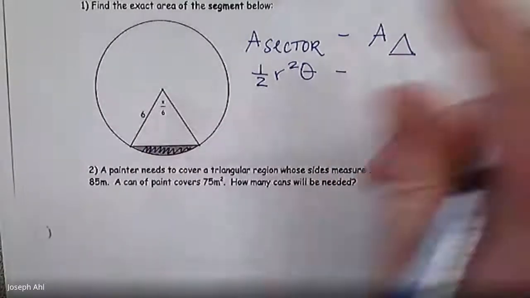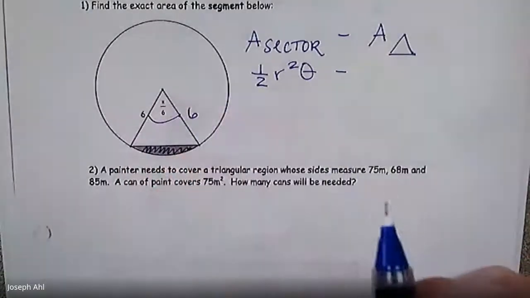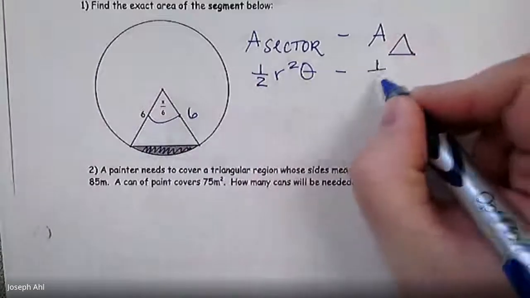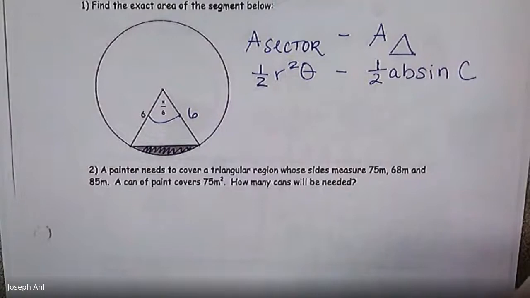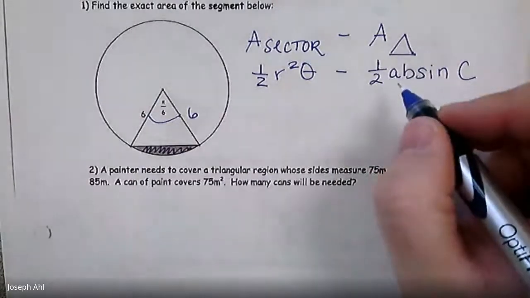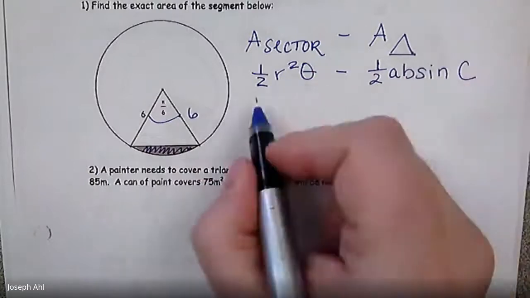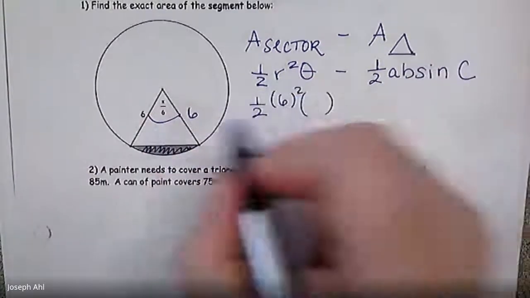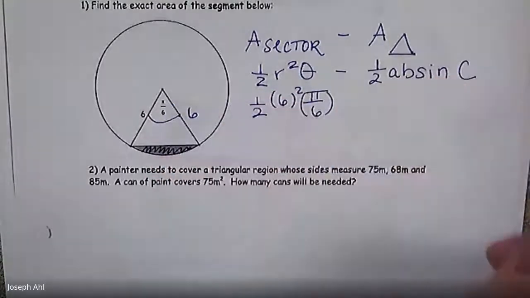The area of a triangle, we have side, angle, and we know this side as well. If you have side, angle, side, you can use 1/2 AB sine C, the formula we just learned a minute ago. Okay, so let's plug in what we know and see if we can evaluate here. So it's going to be 1/2 the radius, which is 6 squared. Now, theta has to be in radians. Luckily, it is. That's pi over 6, so that's easy.